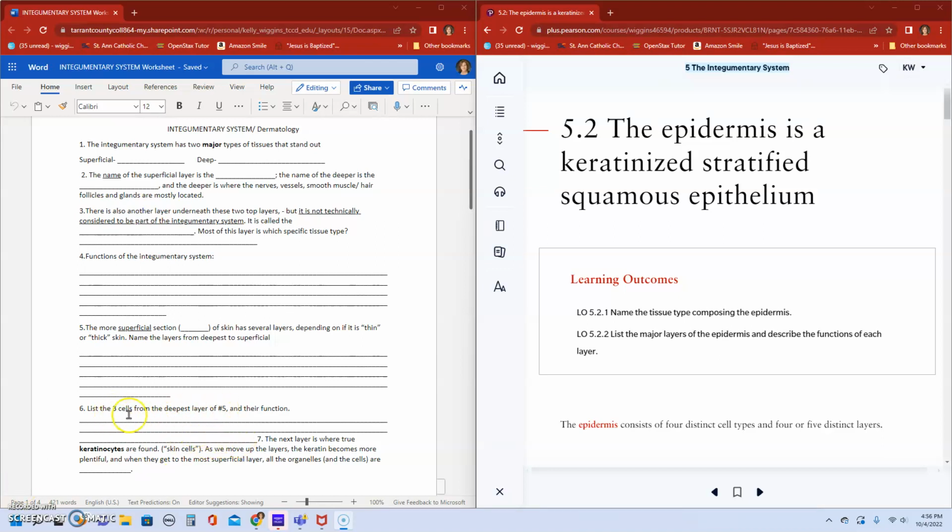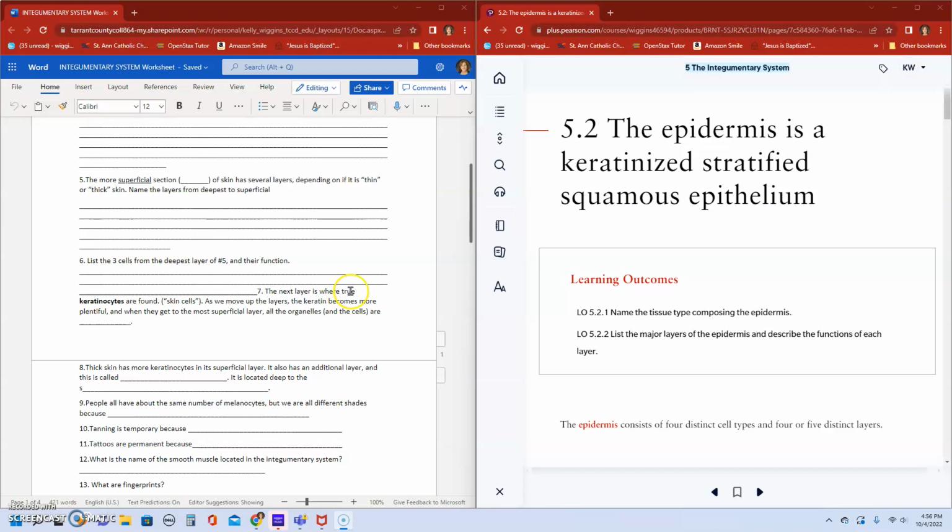So the function of those stem cells in the stratum basale, they're the guys that are making the skin cells. They're going to go through mitosis. One of those cells is going to stay a stem cell. The other one's going to become a true keratinocyte. So the name of the skin cells are going to be keratinocytes. And then the tactile cells for feeling. And then we're going to have also the melanocytes that make melanin.